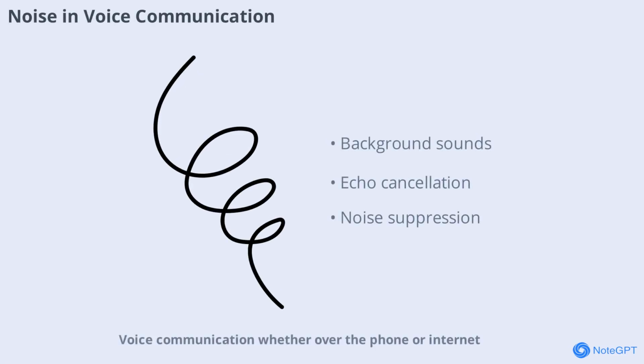Voice communication, whether over the phone or internet, is highly sensitive to noise. Background sounds, echo, and static can all degrade call quality. Modern systems use noise suppression algorithms and echo cancellation to improve the clarity of voice communication.